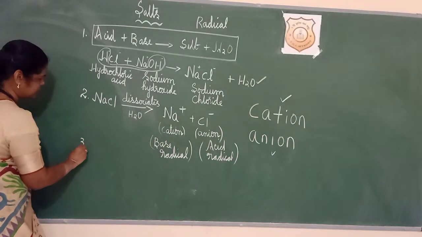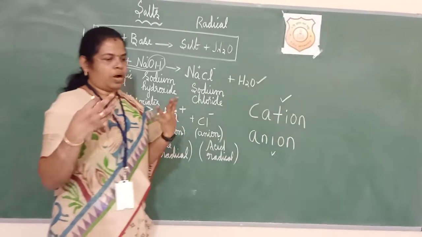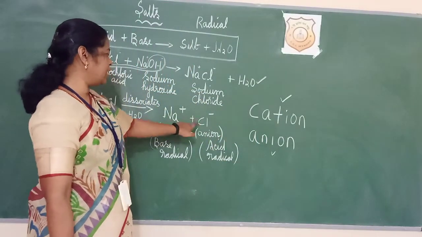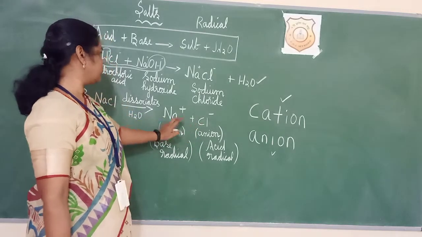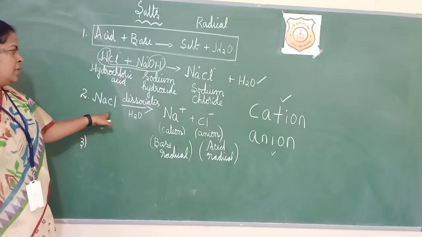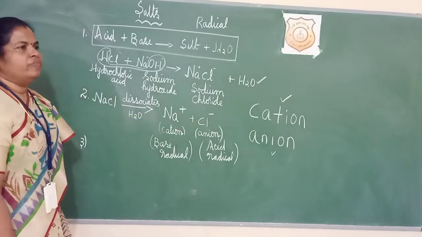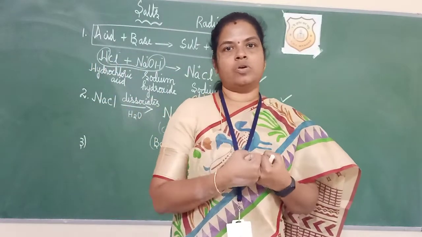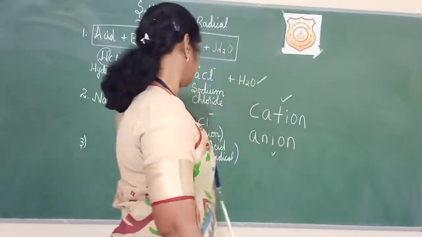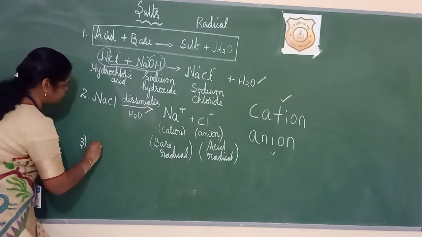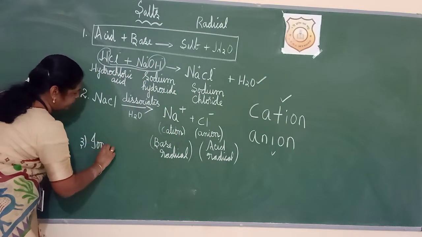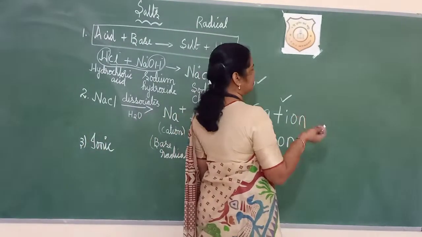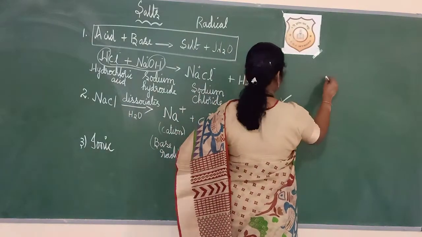The third point is, now salt is in my hand. What kind of bonding will be there? Sodium and chlorine will combine together and you are getting sodium chloride. When it is in solid state, the bond between sodium and chlorine will be very strong. That bond is called as what? Any idea? Two types of bond I told you: ionic bond and covalent bond. Covalent bond you will be studying in your carbon chapter. Now what we will see is ionic bond.